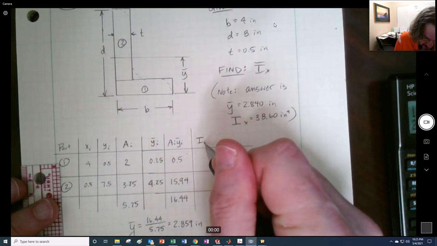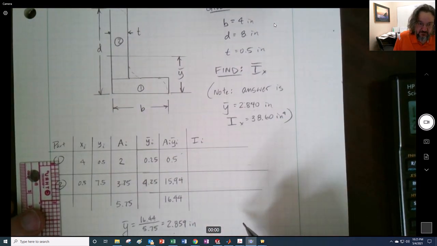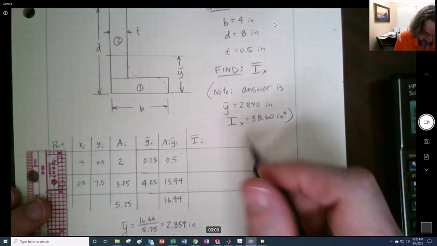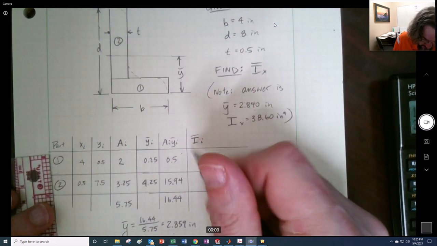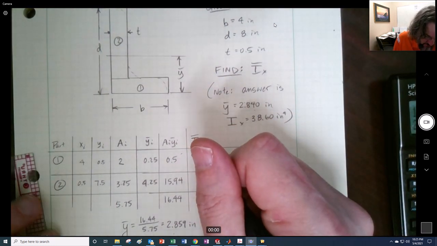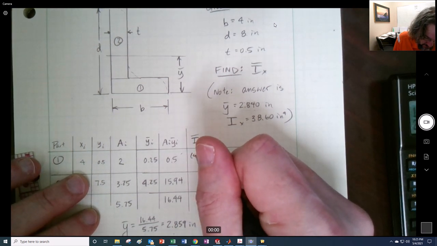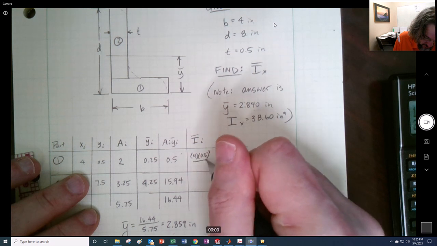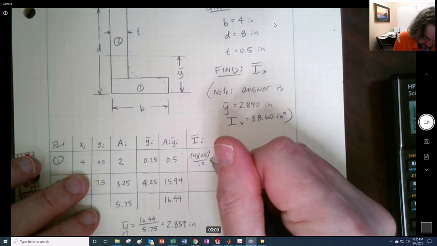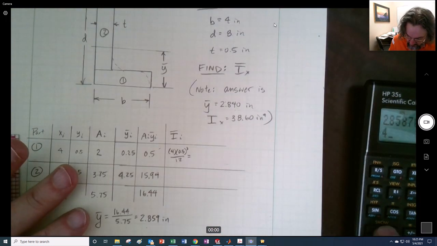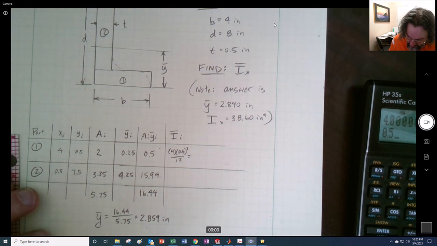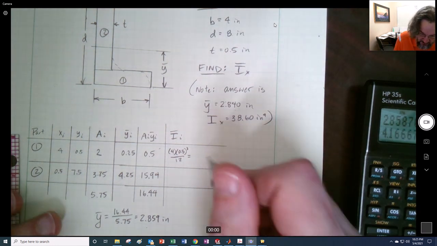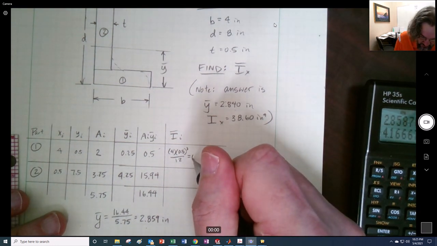Let's go I, and it's I with a bar on top of it. So we get BH cubed over 12. So the base is 4. The height is 0.5 cubed over 12. So that's going to be 4 times 0.5 cubed, boom, multiply it, divided by 12. What is a small number?